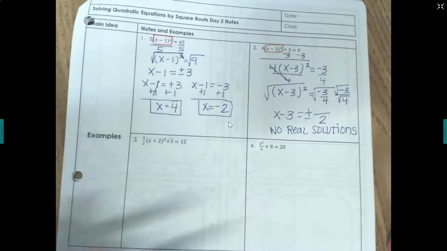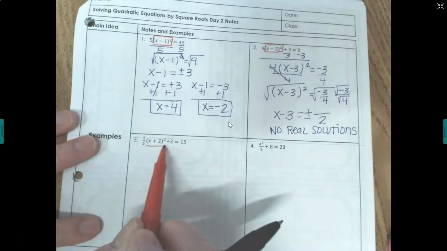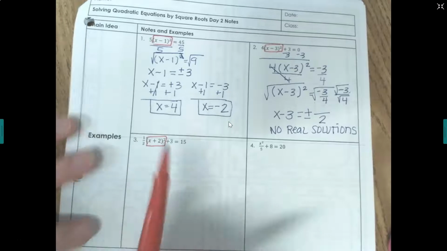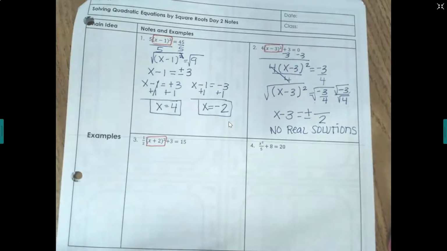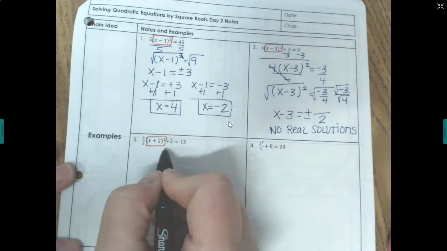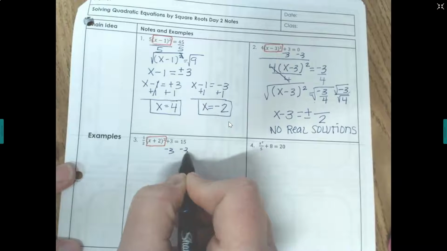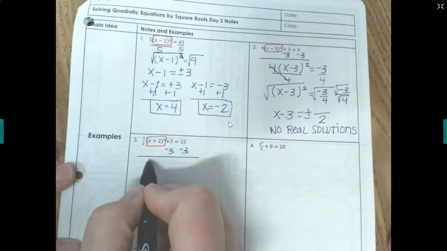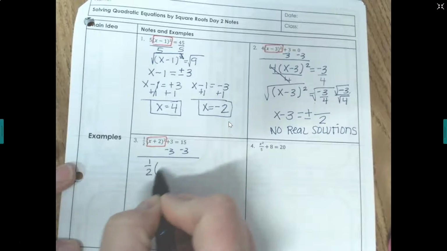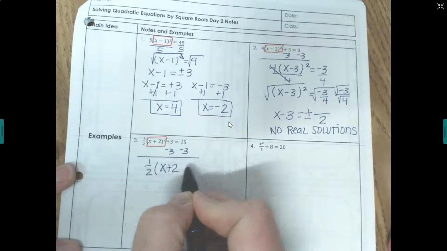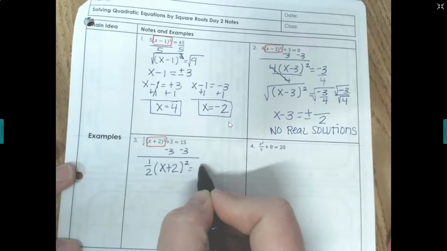What we want to get alone is (x+2) squared. Everything else has to move away from it. So we'll start with subtracting this 3. You do addition or subtraction first. We have 1/2 times (x+2) squared equals 12.